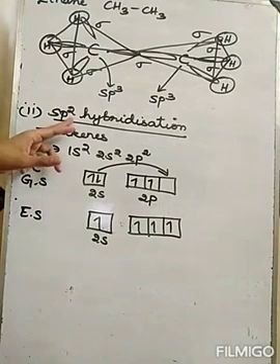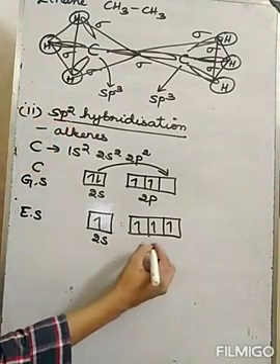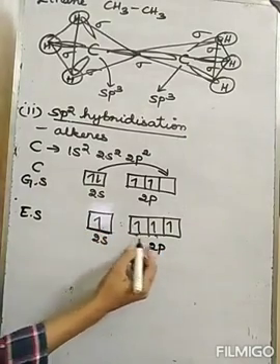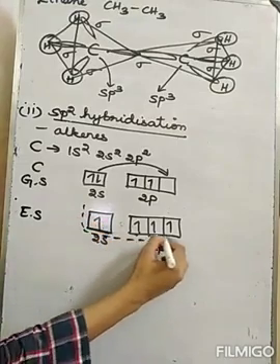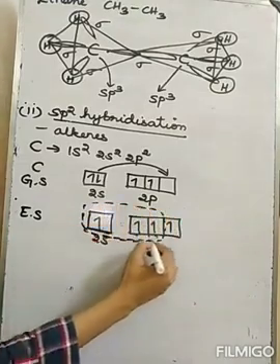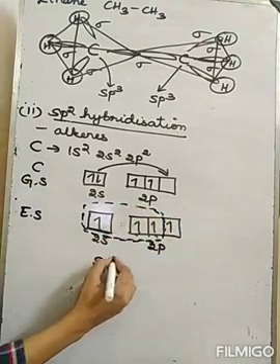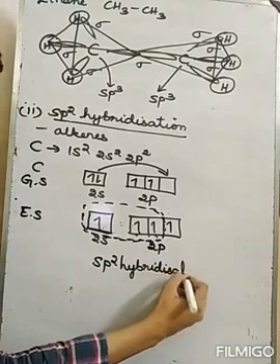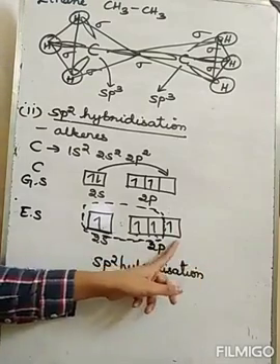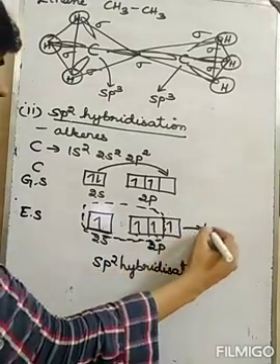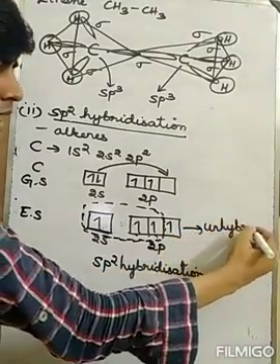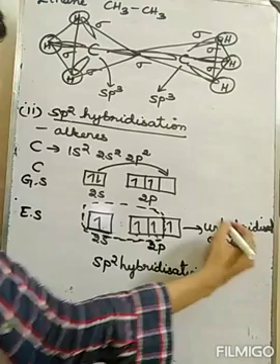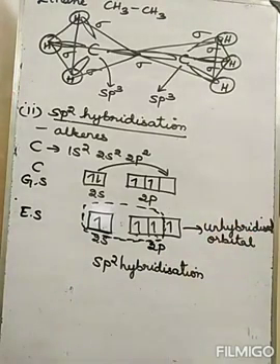So what is this hybridization? sp2. So this is s, and p2 means only 2p orbitals. So only these 3 orbitals will be involved in hybridization. So this is sp2 hybridization, and 1 orbital will not be involved in hybridization. We will call this an unhybridized orbital.